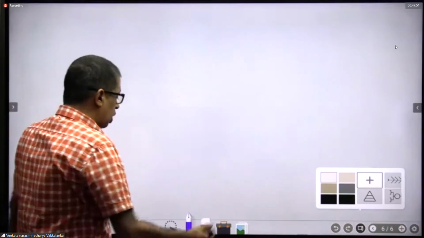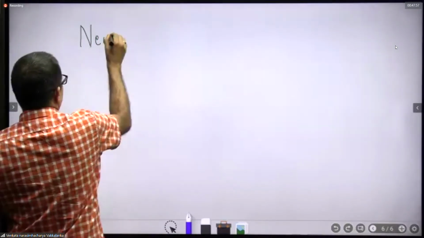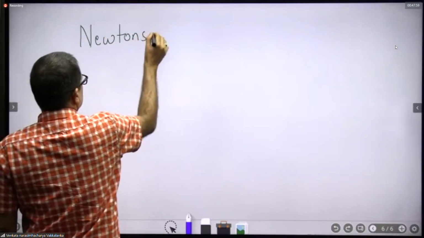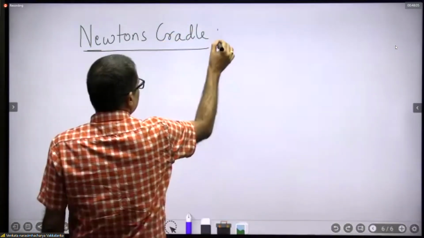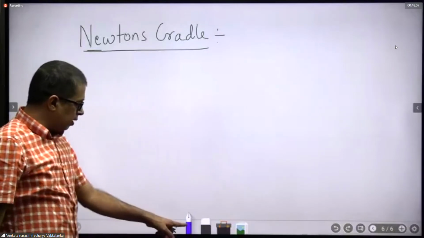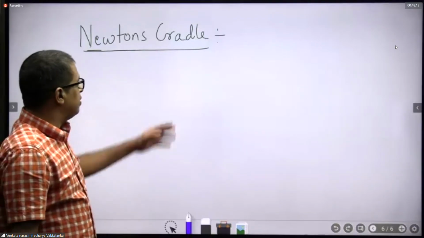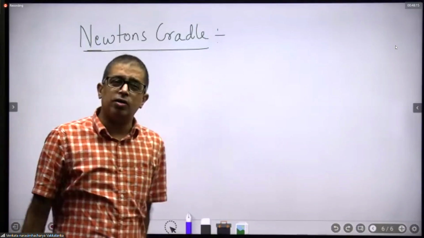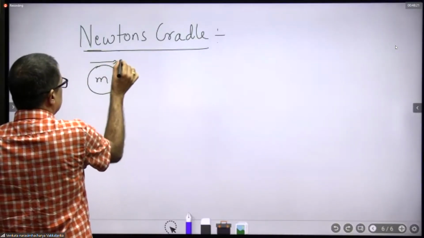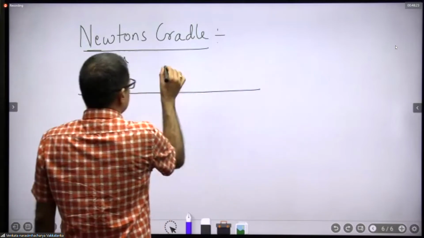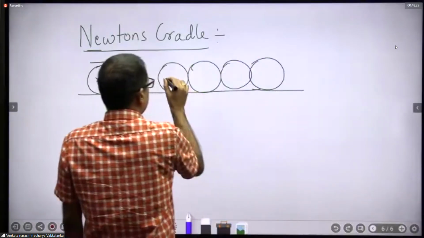Now listen, this is called Newton's cradle. We don't know if Newton played with this or not, but it's called Newton's cradle. This is mass M moving with a velocity of u. There are 4 spheres kept here in contact, identical.